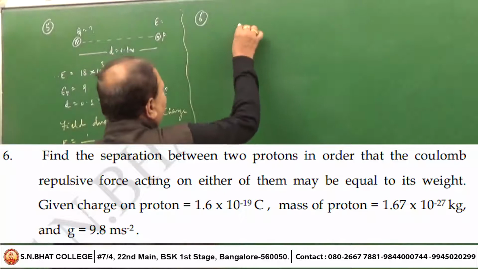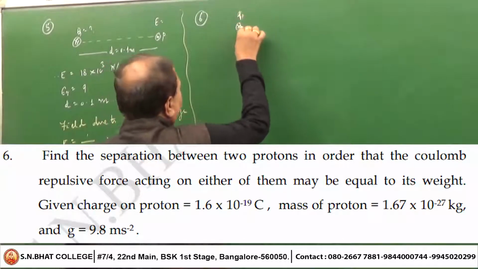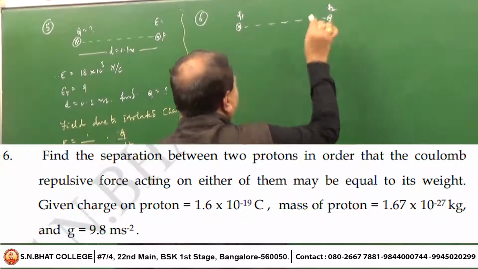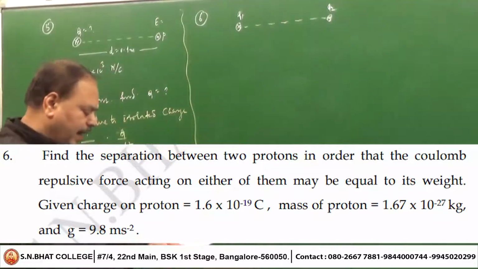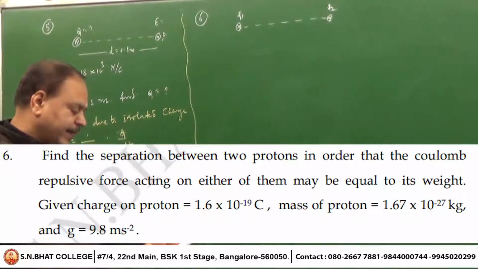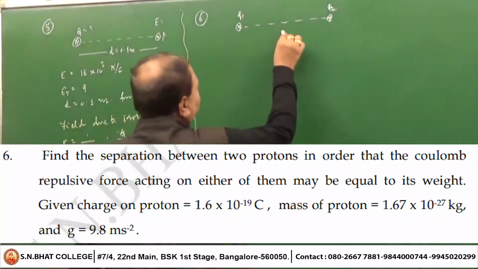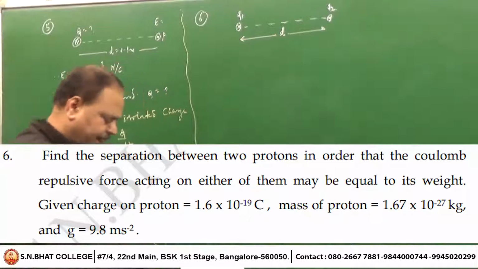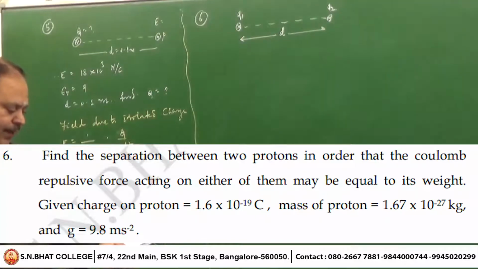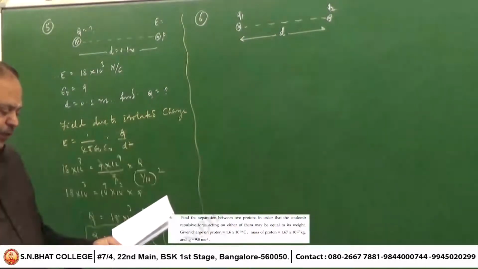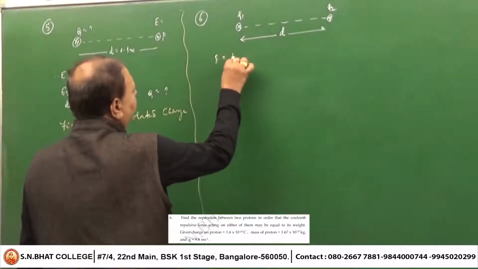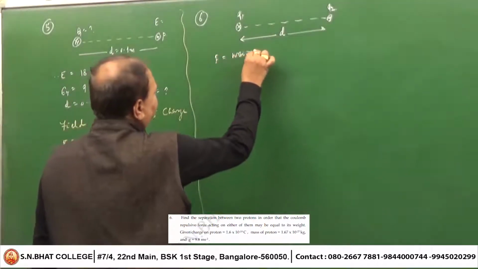He says here is one proton, Q1. Here is another proton, that is Q2. And find the separation between them. You want to calculate the distance of separation between them. So in order that the repulsive force may be equal to the weight, the repulsive force is equal to the weight.